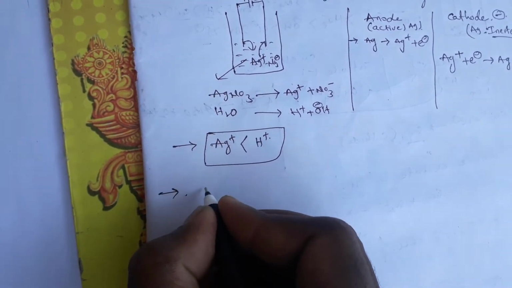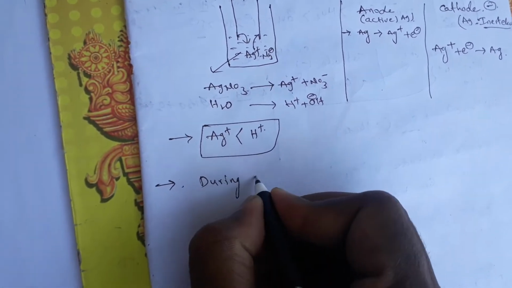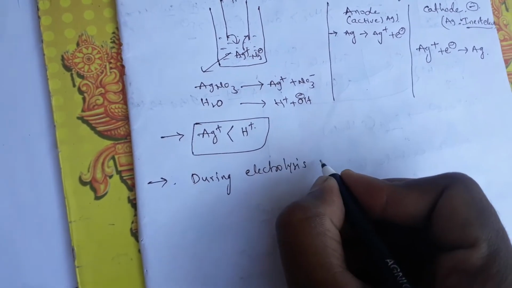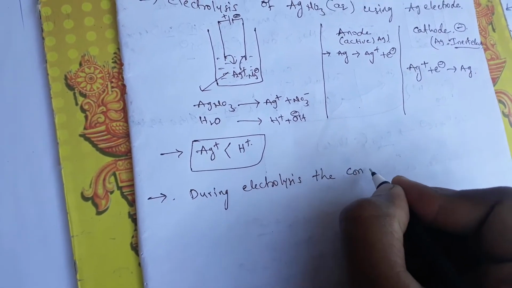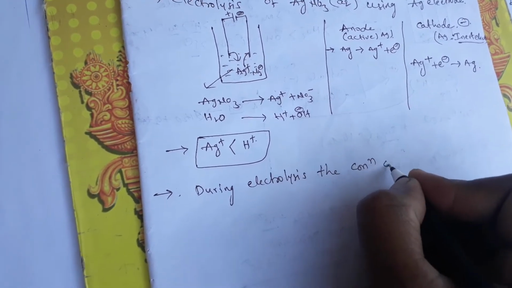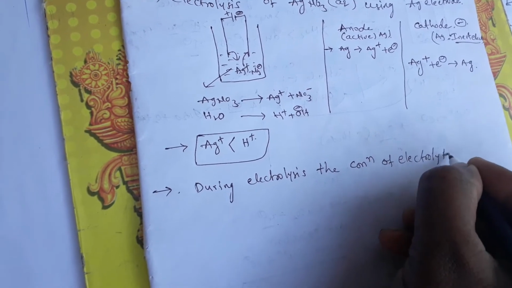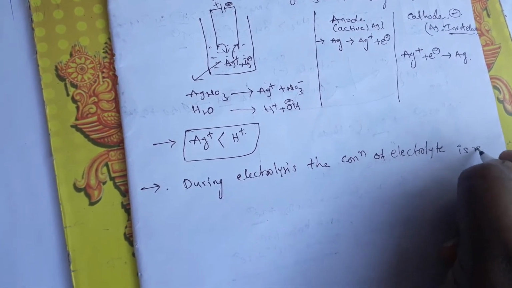So there is no change in the concentration of the reactants or product. The notable point is that during the electrolysis there is no change in the concentration of electrolyte, it remains constant.